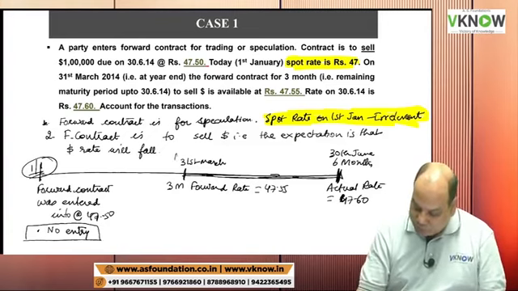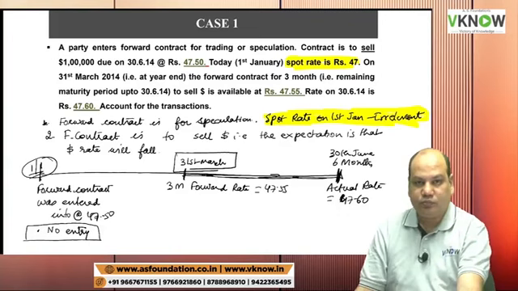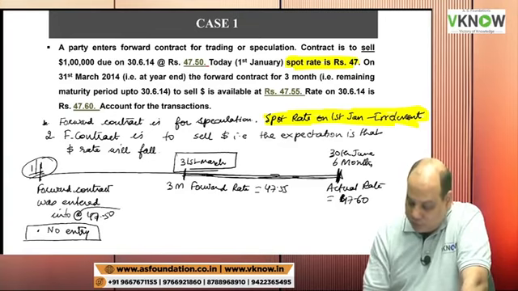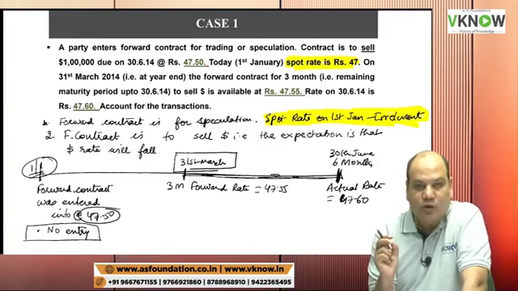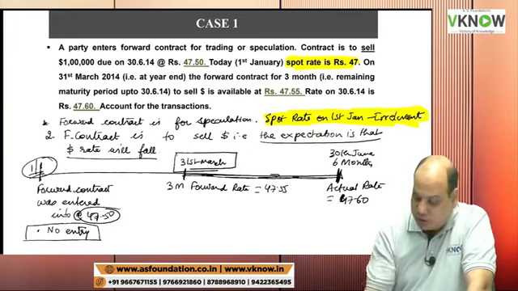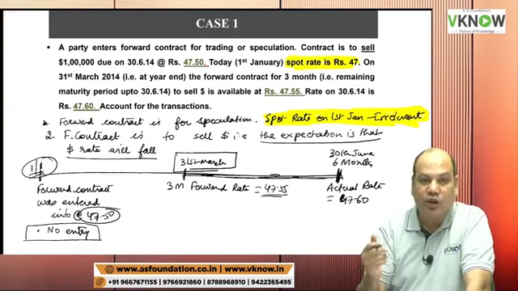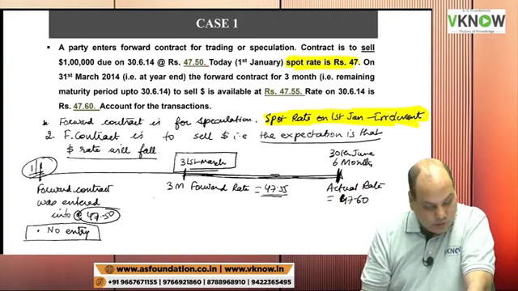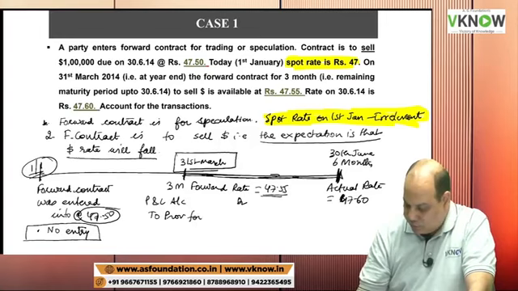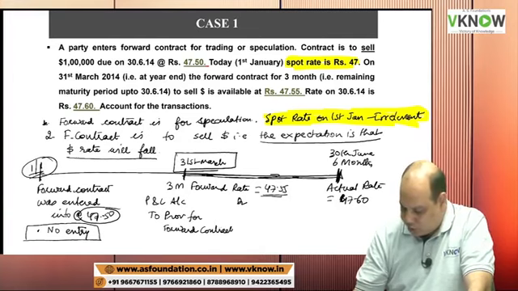Answer is printed. Then you come to 31st March. And now you see what is your forward rate, 47.50. Forward contract was to sell. So expectation was that the rate will fall, but the rate has actually gone up. So there is a potential loss. So you will pass an entry for loss. P&L account debit to provision for forward contract.